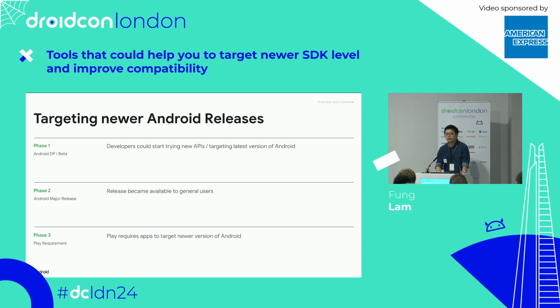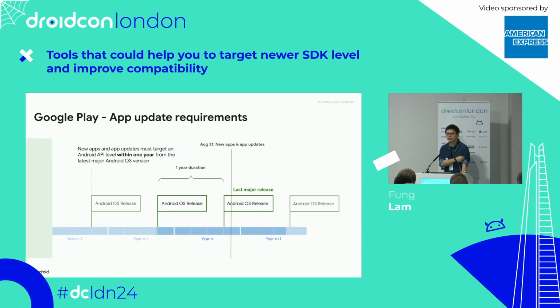But what is the drawback if you are not targeting the latest version of Android? This is something on Play Store, this is something on Android, but Android and Play are usually together. So if you are not targeting the latest version of Android, you could not publish an app or publish an app update on Google Play Store. That you must be aware of, right?